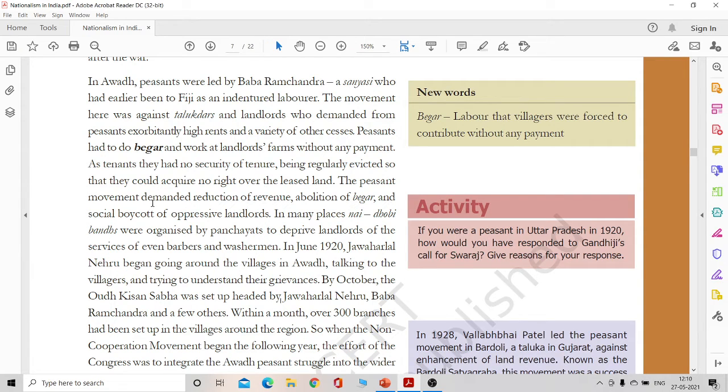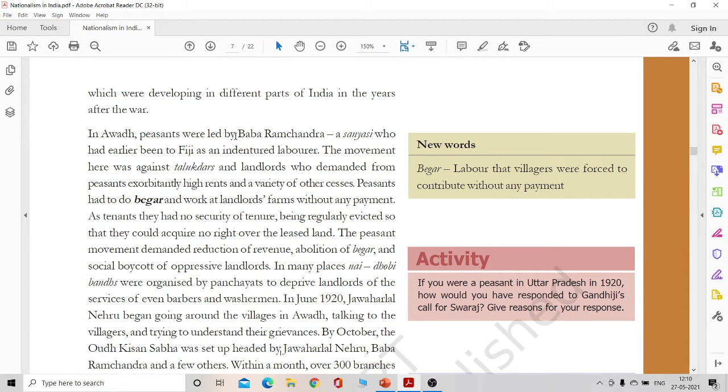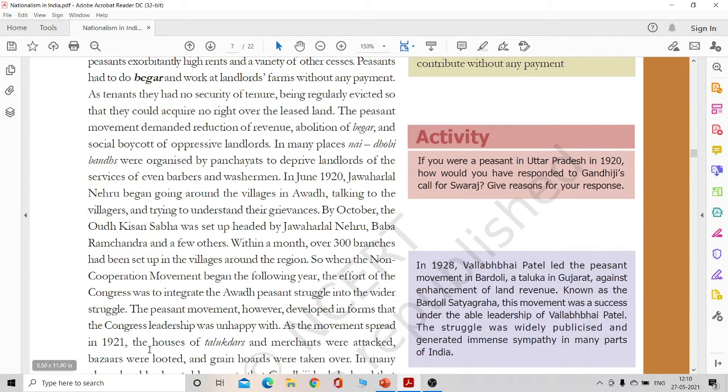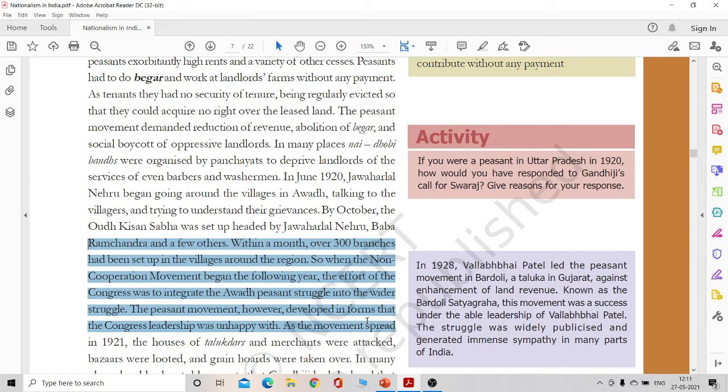This is where you would get the answer to peasant participation or countrywide participation, right? Now, many one-markers are here. Peasants were led by who? Baba Ramchandra, a sannyasi who was indentured labor in Fiji. And then, of course, you can get a 3-marker question on peasant rebellion and movement in Awadh particularly.